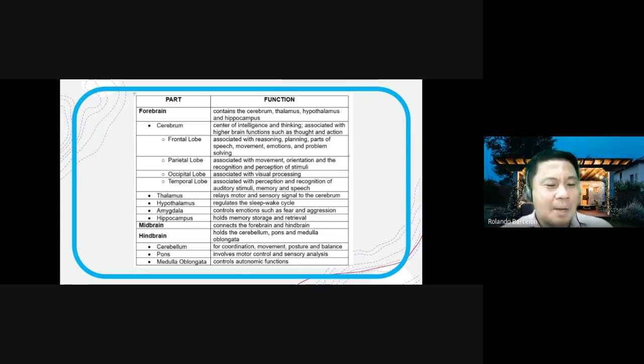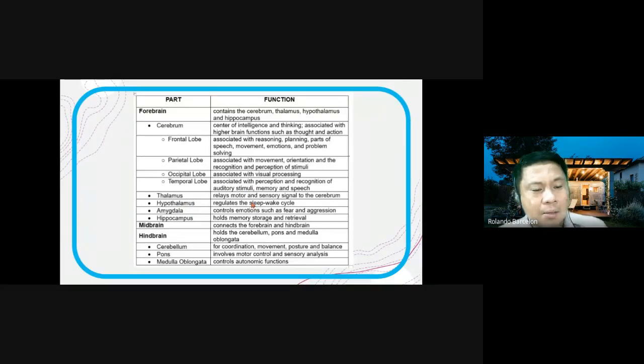Then we have the parietal lobe. It is for recognition and perception, orientation, and the recognition and perception of stimuli. Then the occipital lobe is for your vision, your eyes. If it is not well developed, it means your eye grade is high. Then we have the temporal lobe, for the recognition of auditory signals, your hearing.